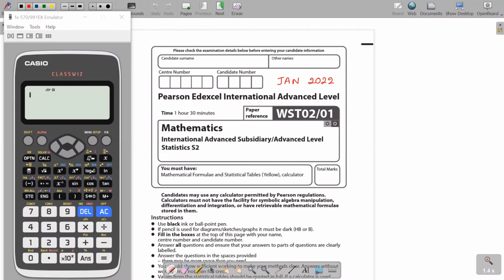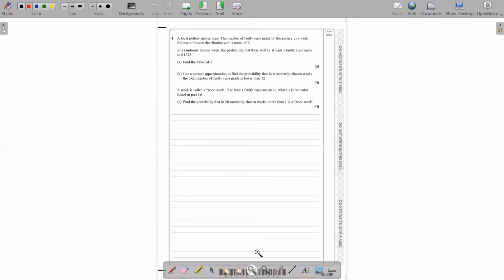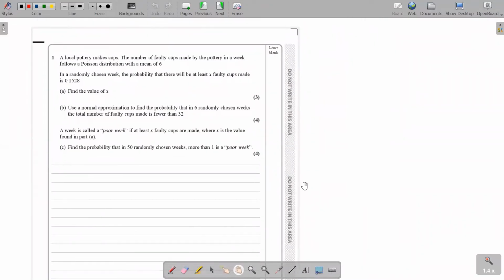So today we will be discussing the January 2022 Statistics Paper 2. Question number 1. A local pottery makes cups. The number of faulty cups made by the pottery in a week follows a Poisson distribution with a mean of 6. In a randomly chosen week, the probability that there will be at least X faulty cups made is 0.1528. Find the value of X.